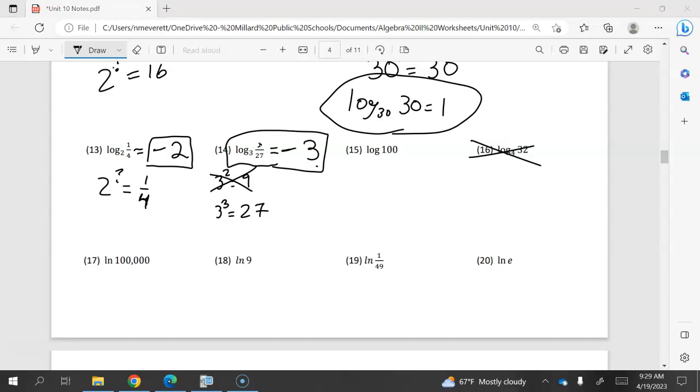Log of 100. Notice there's no little number down there, so we're going to put an imaginary 10 down there. You don't have to do that, you can if you want. Now there are two different ways we could do this. I'm going to do it by hand here.